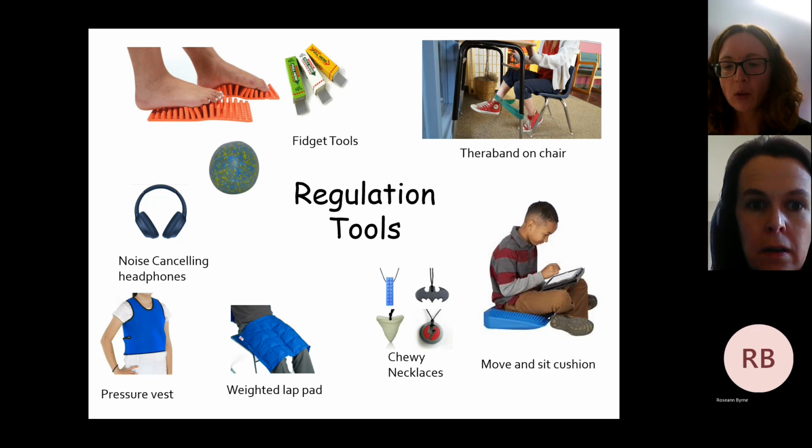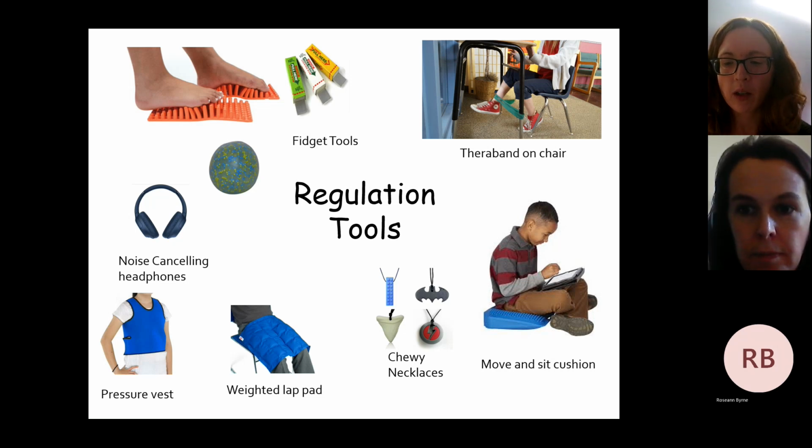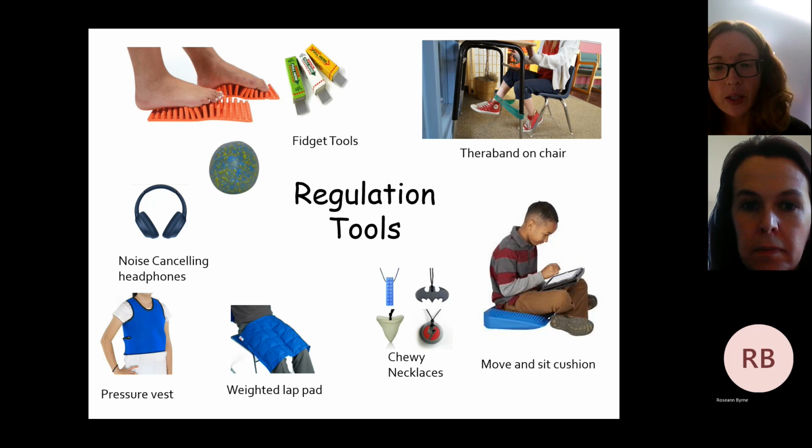Another commonly used tool in schools is the move and sit cushion. So that's that blue cushion that the boy in the bottom right hand corner is sitting on. You may have seen these in preschools or school environments. This particular one is a wedge shape, and it's got some bumps on the top surface of it.